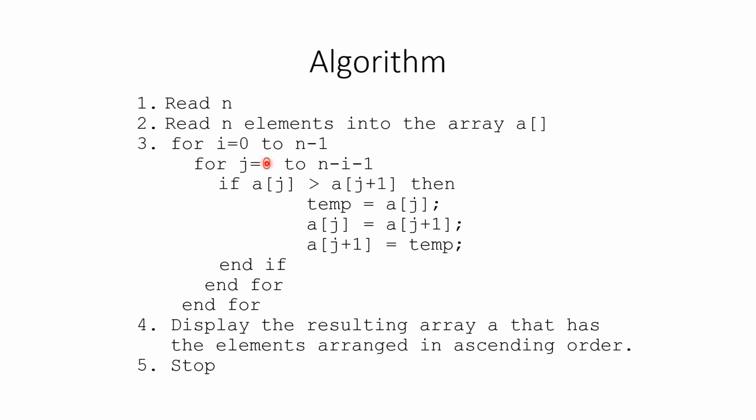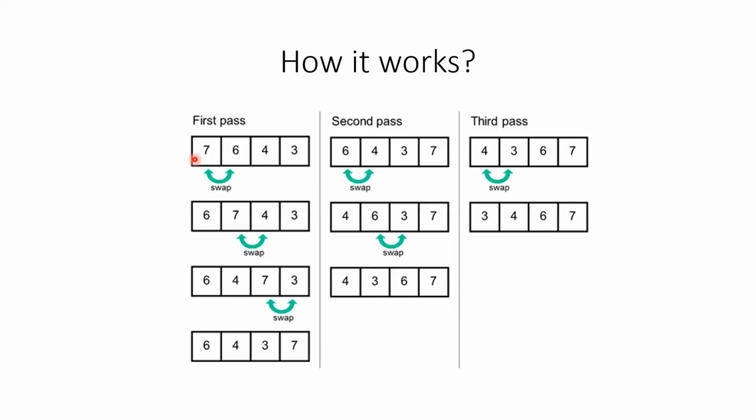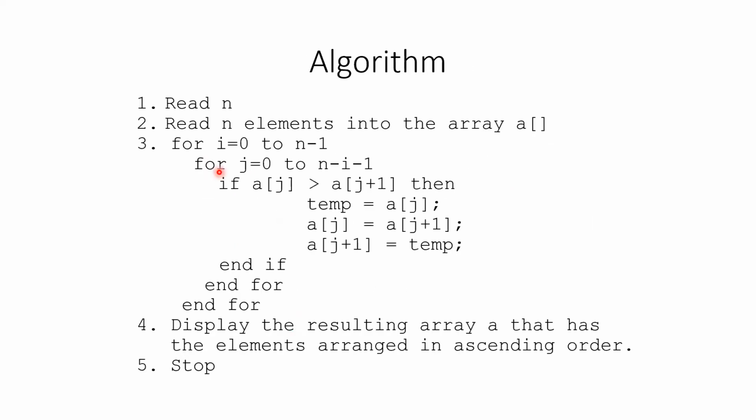Another for loop is for iterating over the array. In each pass, we need to iterate from 7 to 3. You can see here, we started with 7 and went till comparing 3. So comparison from 7 to 3 requires another for loop. So two for loops are needed.